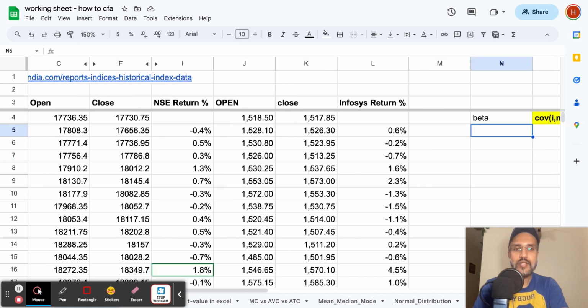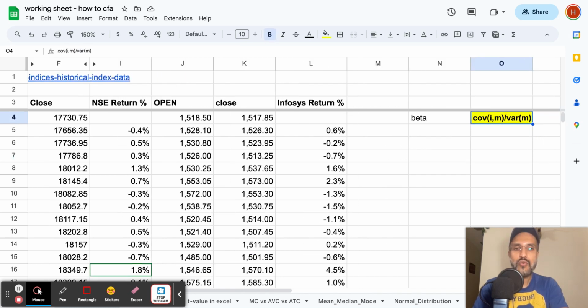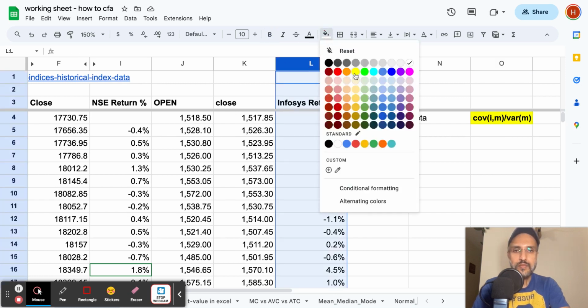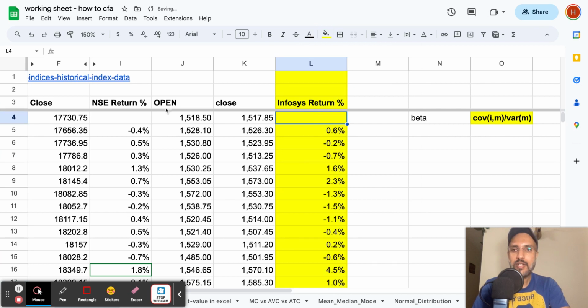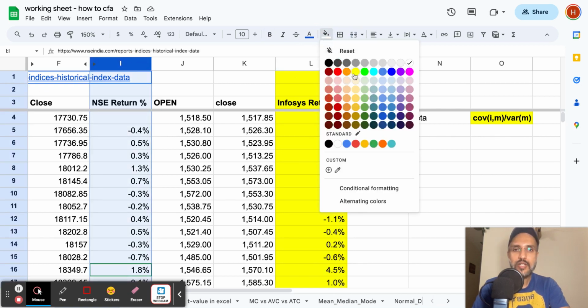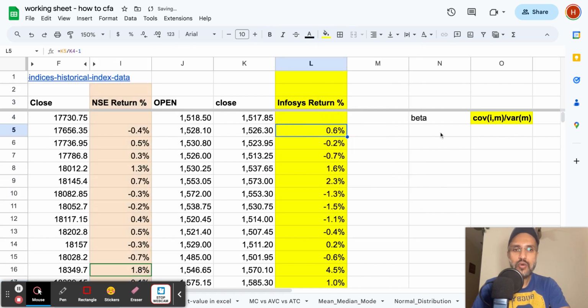Next up, very simple. This is the formula of covariance. What was the formula? Beta is covariance of I and M. I is nothing but the stock returns, these stock returns are there, and these are your market returns which are there. So I will calculate the covariance of these two, and I will divide it by the variance of the market to calculate my beta.